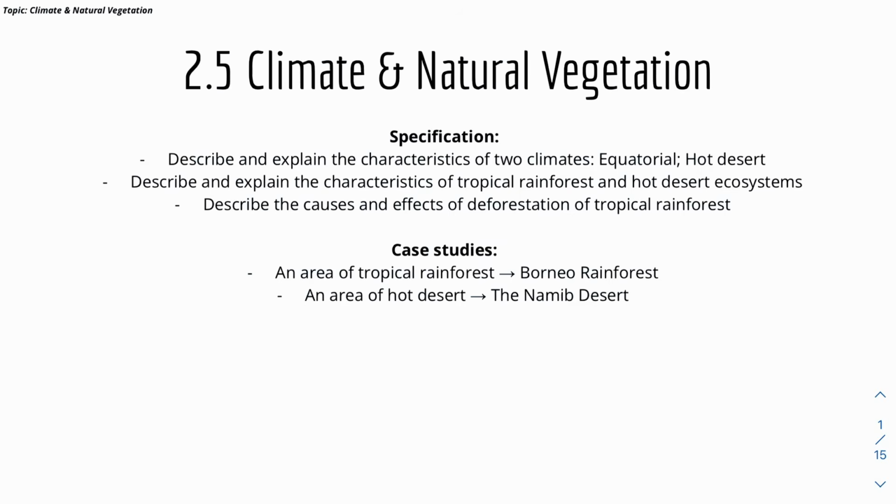Hey friends, my name is C and welcome to a new video for IGCSE Geography, and today we have 2.5 for Climate and Natural Vegetation for Theme 2 of the syllabus. So here's the specification from the website, and in this video we have two case studies, which are an area of tropical rainforest and an area of hot desert.